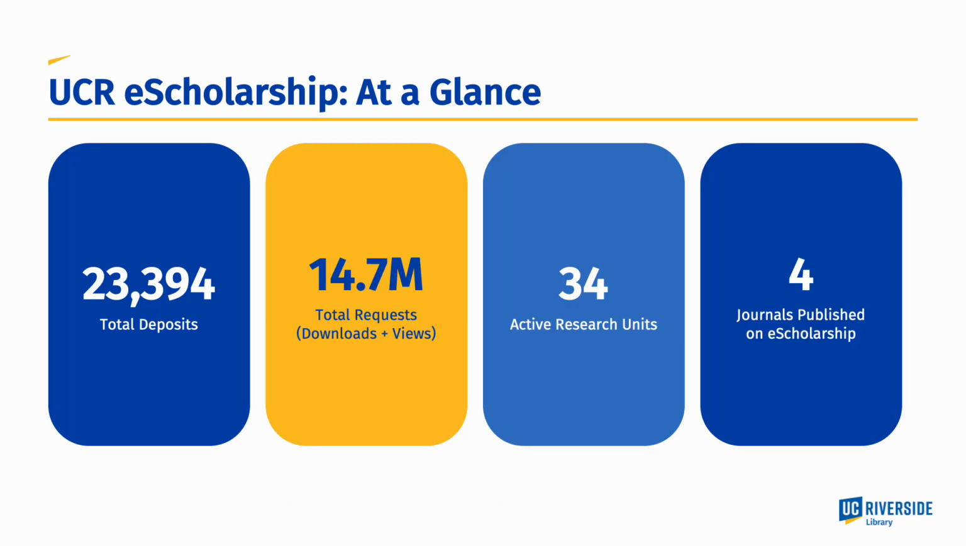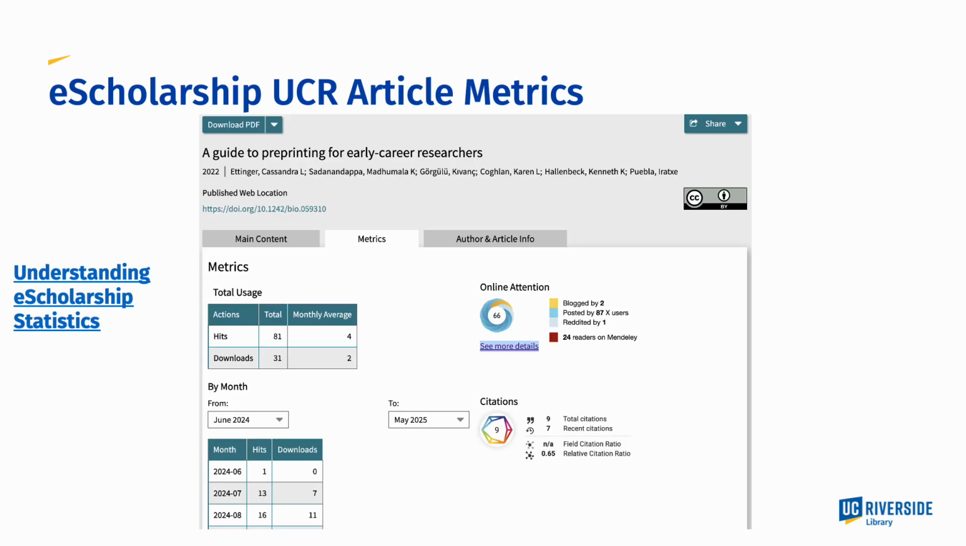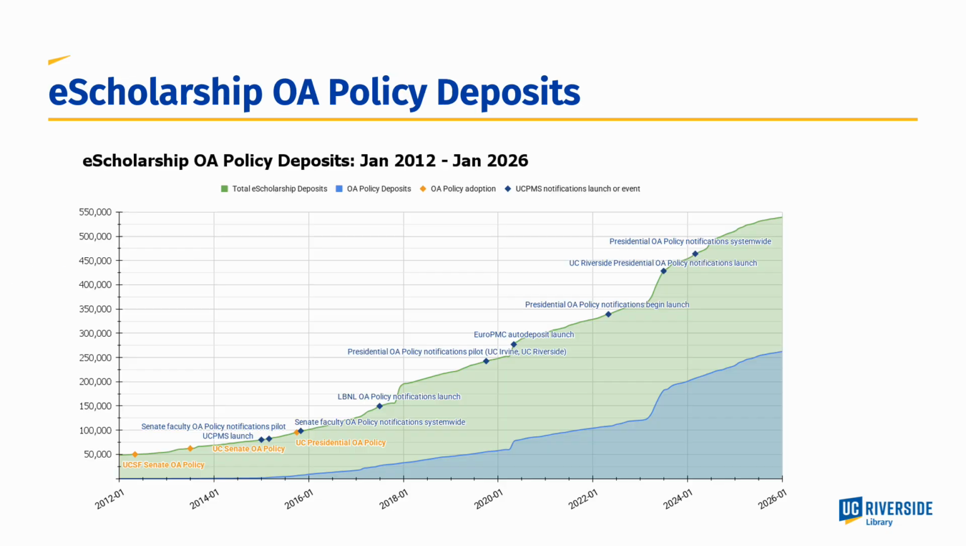This slide shows how UCR's content performs within eScholarship. UCR has about 24,000 deposits and 4 diamond open access journals. eScholarship provides detailed statistics for every deposited item, including downloads, views, and traffic sources. You can read more about eScholarship statistics by following the link in this slide.